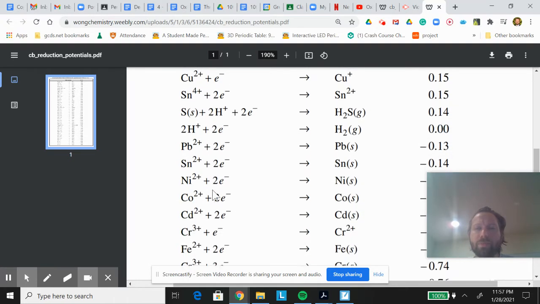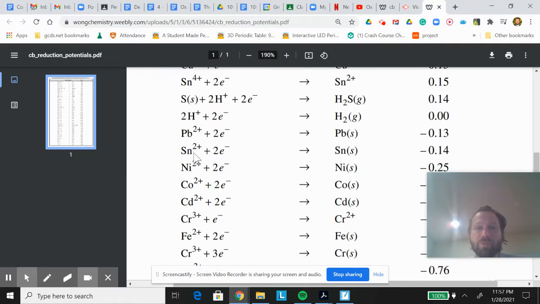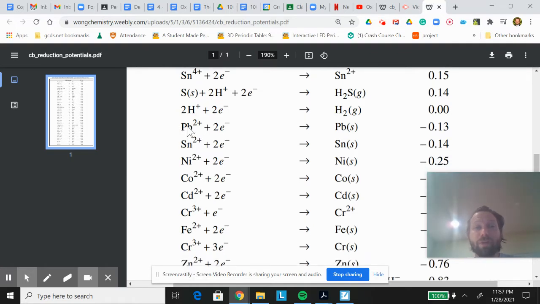So the reactions that are below the hydrogen, where you have hydrogen becoming hydrogen gas, are going to be negative. And what that tells you is that these are reactions that are not going to happen unless this reaction is given some sort of voltage, and it's told to you what the particular voltage is. So for example, in order to reduce lead from lead 2 plus to lead neutral solid, you have to add at least 0.13 volts. That's what the negative sign implies.